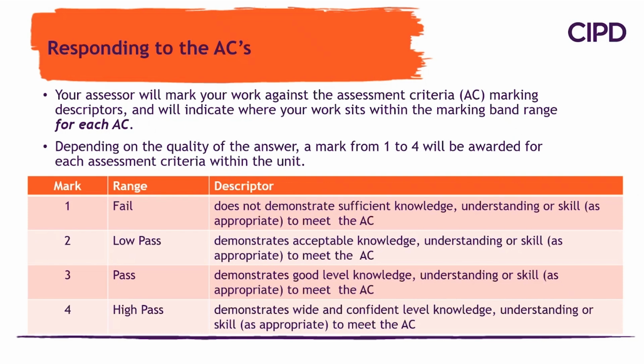Generally, acceptable knowledge is you're just doing salient coverage of the AC requirements. A pass, you're starting to bring in some knowledge and understanding and some criticality to the requirements of the work. And high pass, obviously, wide and confident criticality and knowledge and understanding. It's worth at this point noting that if you do not provide support on the ACs that require support from theory and knowledge outside the work, then you will not achieve a low pass. You'll achieve a fail because it would be too descriptive. It has to have support from outside theory and understanding. Next slide, please.